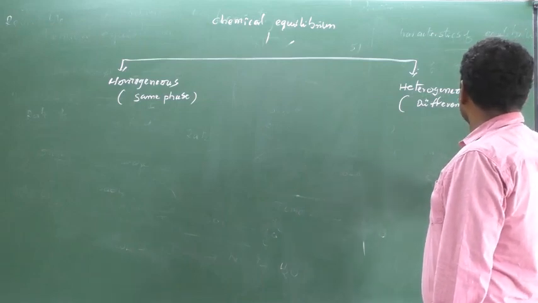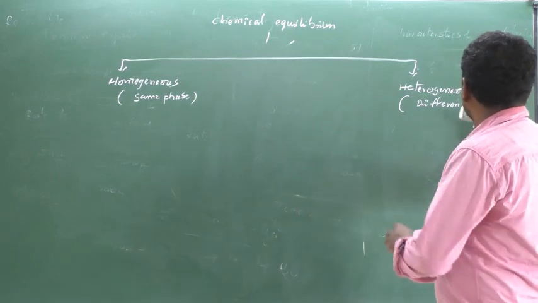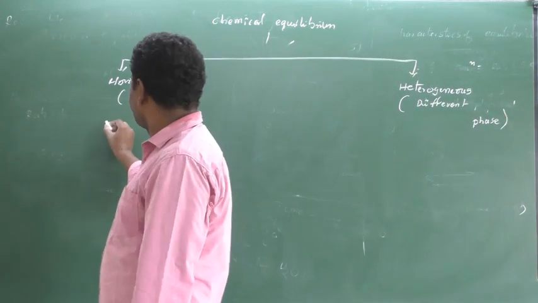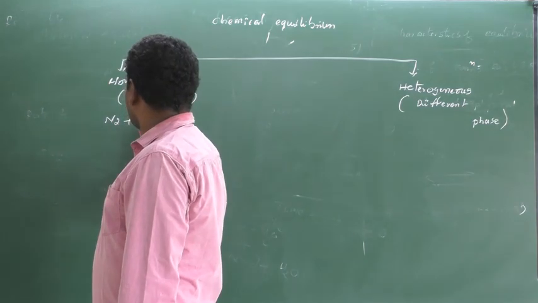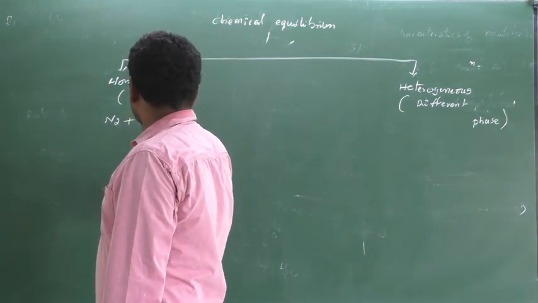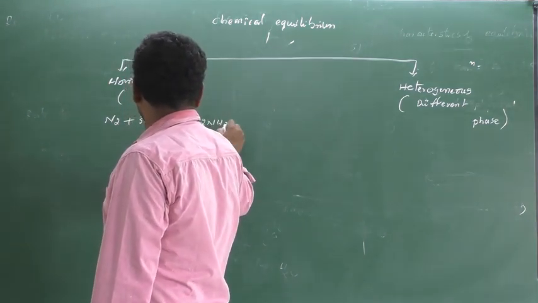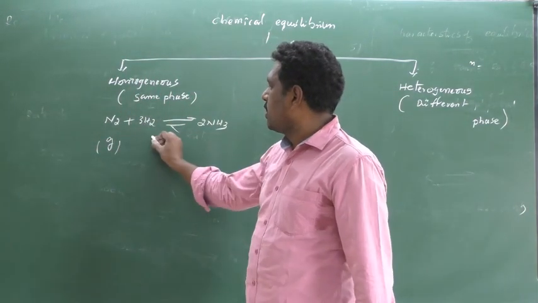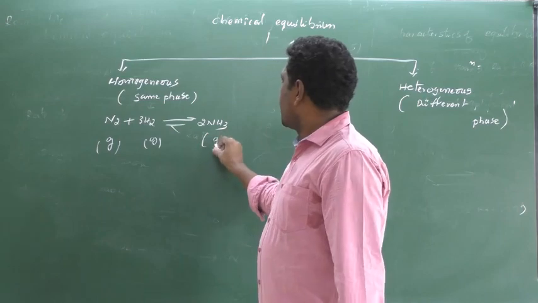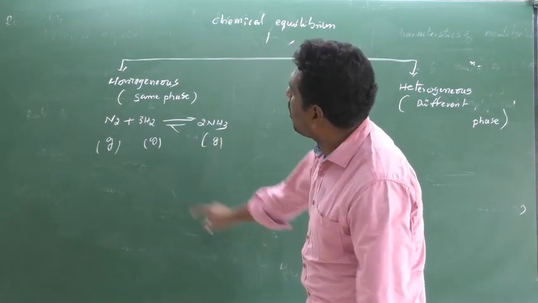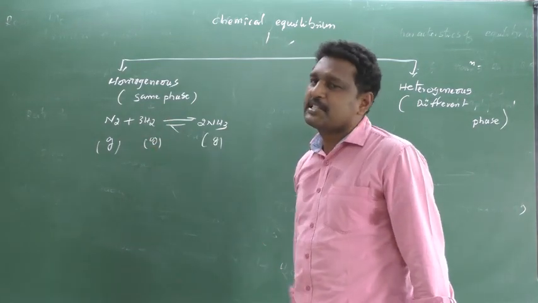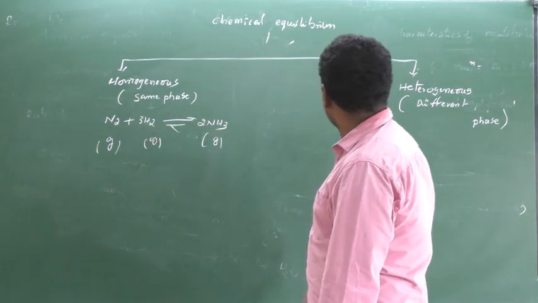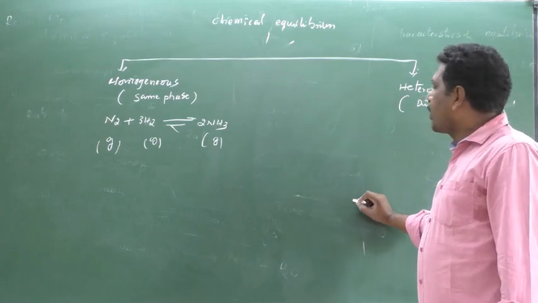Different physical states are different phases. So I will give an example for this. N2 plus 3H2 gives rise to NH3. Here nitrogen is a gas, hydrogen is a gas, and ammonia is also a gas. All reactants and products are in the same physical state or phase. This is known as homogeneous.